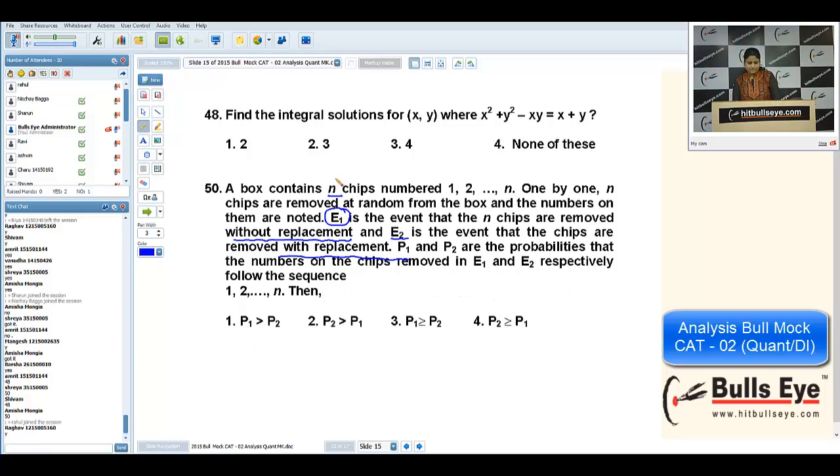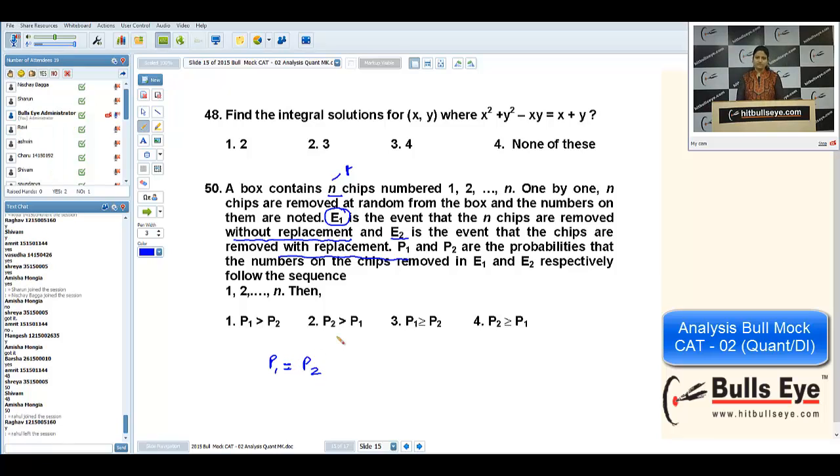I'm taking n as 1 first of all. It means there is only one chip. Can you say in that case P1 should be equal to P2? If I'm taking only one chip, there will be no question of with replacement and without replacement. They both will be the same. That's why there will be no difference in P1 and P2. That's why the first and second options cannot be the answer, because there is no equality in this.